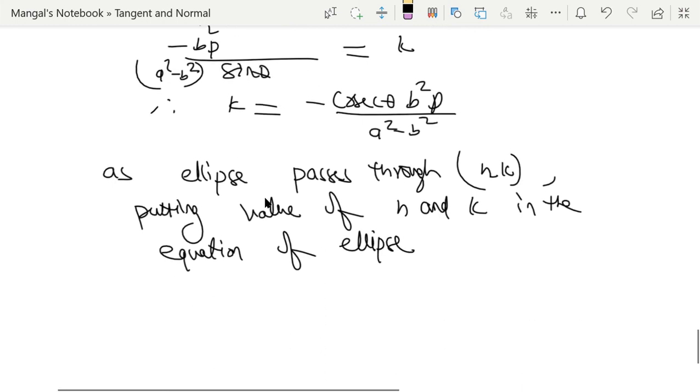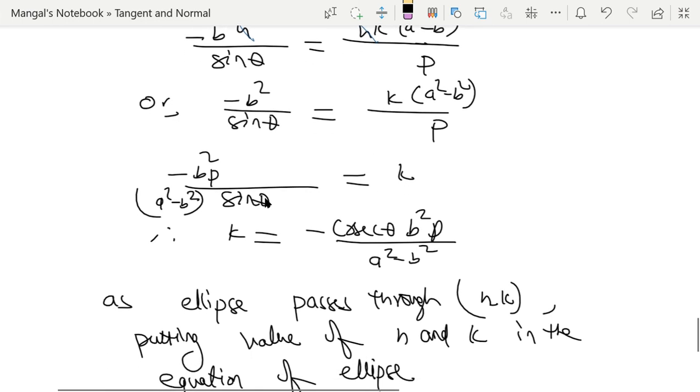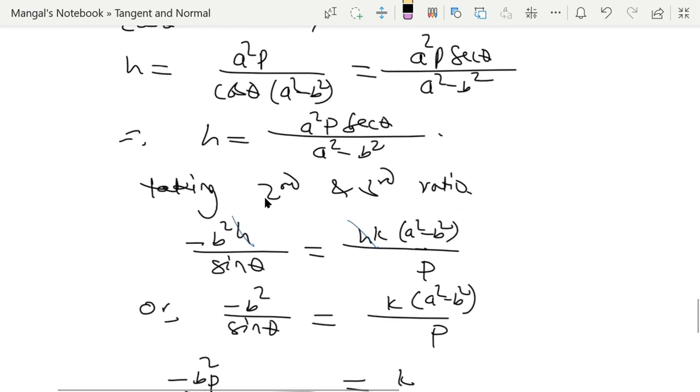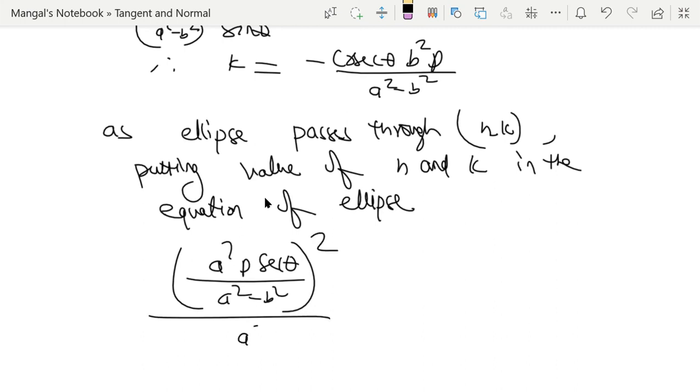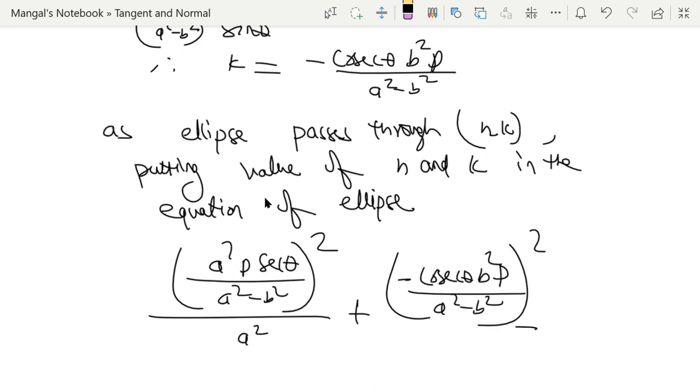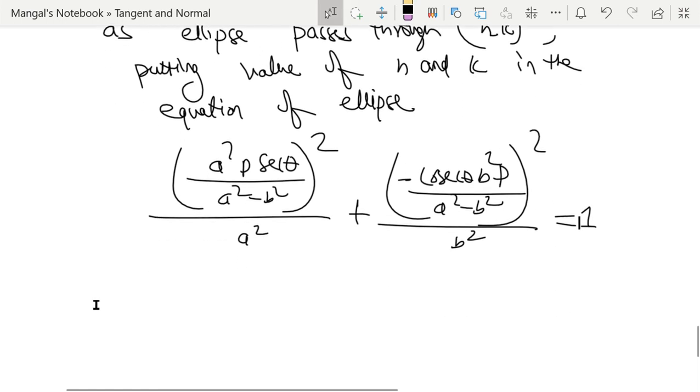So doing that, what you get here: h is a square p sec theta over a square minus b square. So a square p sec theta, a square minus b square, this is the value of h square upon a square, and plus the value of k, let's keep minus cosec theta b square p divided by a square minus b square whole square upon b square and equal to 1. So we have kept the value of h and k in the equation of the ellipse. Now what comes, let's see.